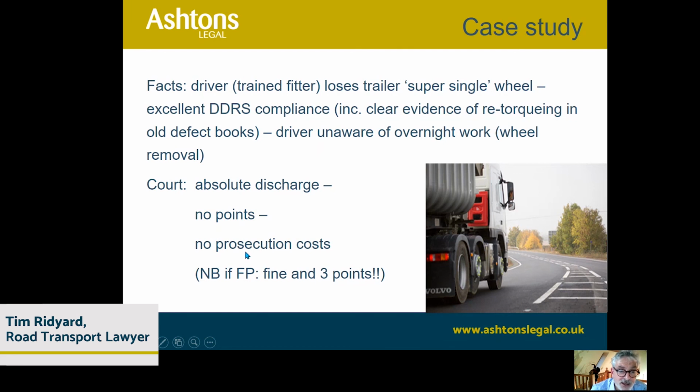Now the interesting thing is, if that had been today and the driver had been issued with a fixed penalty, the driver might have accepted the fine and the penalty points on the licence for something the court would have given no penalty. So it is worth thinking about this from a driver's point of view, and also for you as an operator, because it's a good thing to be able to report to the Traffic Commissioner that the court imposed an absolute discharge.